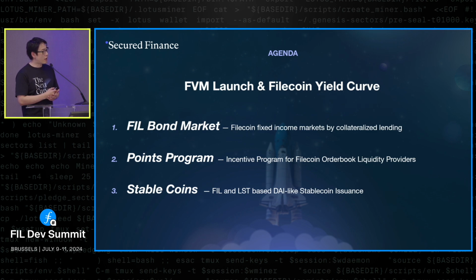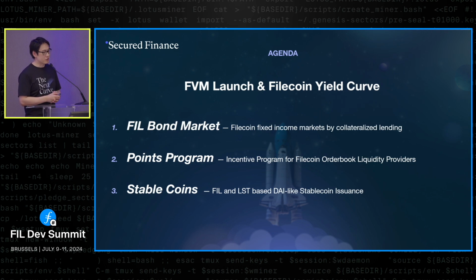So the first item is the Filecoin bond market. And don't worry about what a bond is. I'm going to explain what it is. It's basically Filecoin fixed income markets by collateralized lending. So a bond, if corporates borrow money, they issue corporate bonds to borrow money. That's basically lending. It's kind of like a paper becomes a paper, and that's kind of a bond. We want to make it a tokenized bond, and that's possible now.